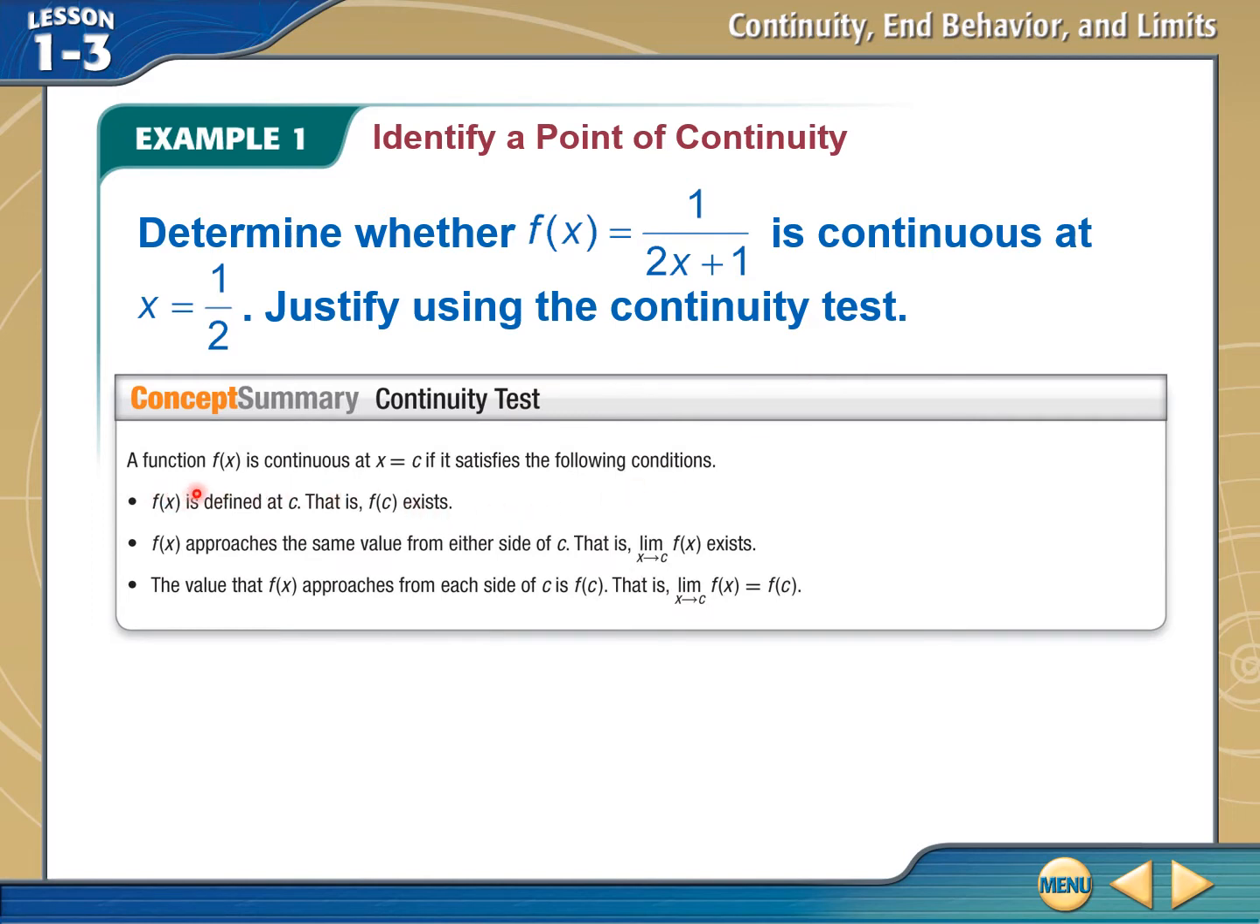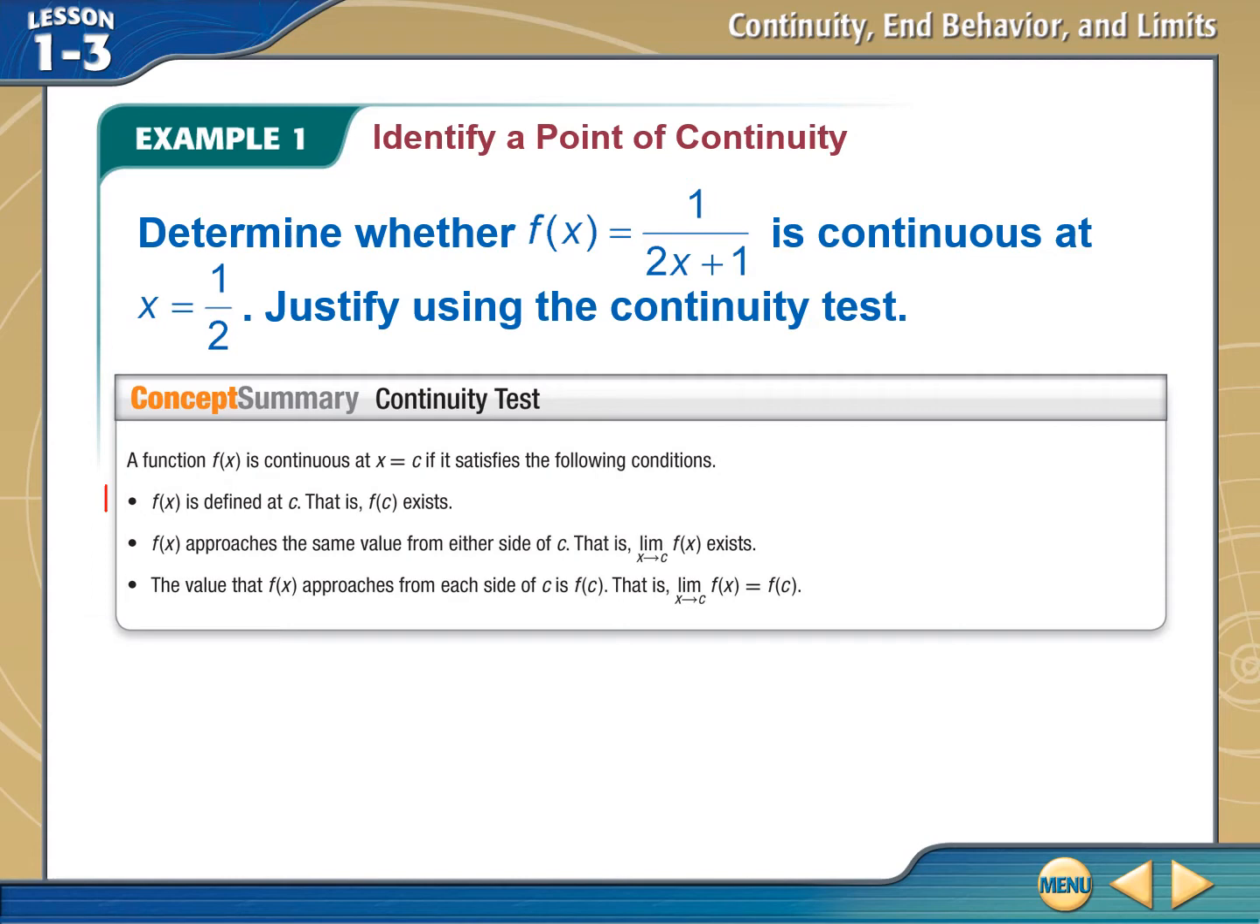Here is the continuity test. It says a function f of x is continuous at x equals c. What is c? The number that they're giving you for x. Here it's a half. If it satisfies the following conditions, I have 3 conditions that you have to consider that are very important. What are they? Number 1, f of x is defined at c.